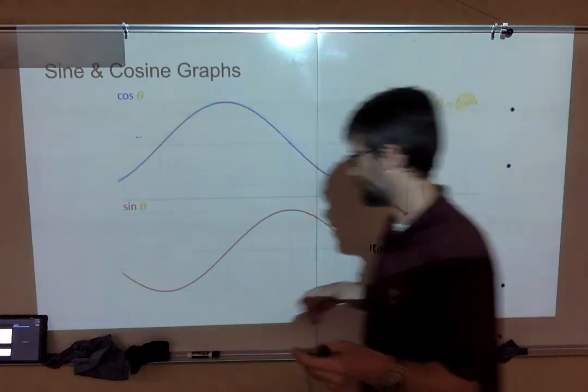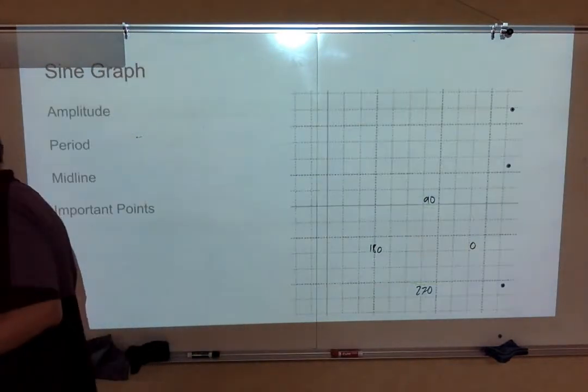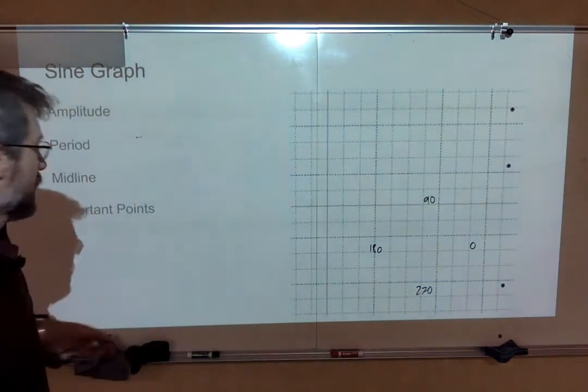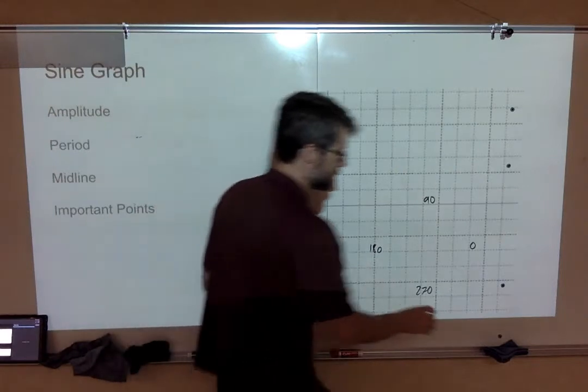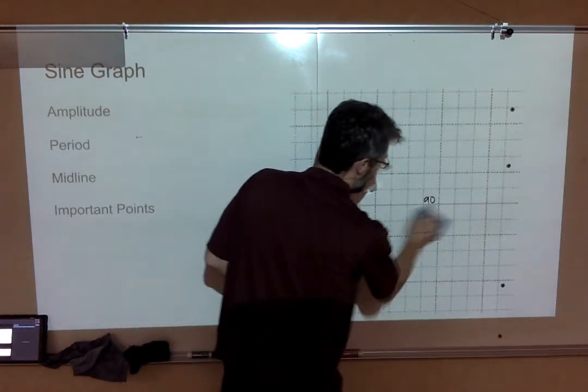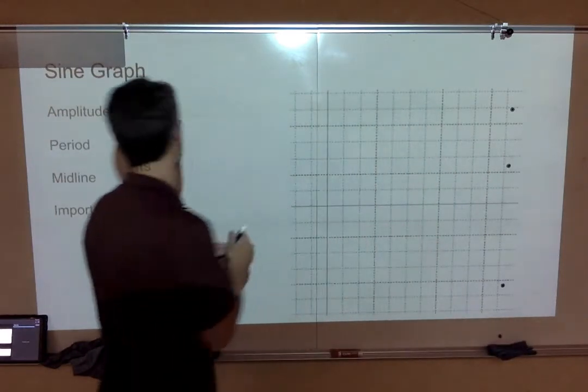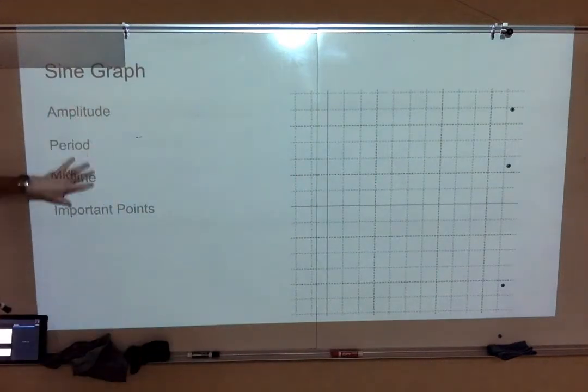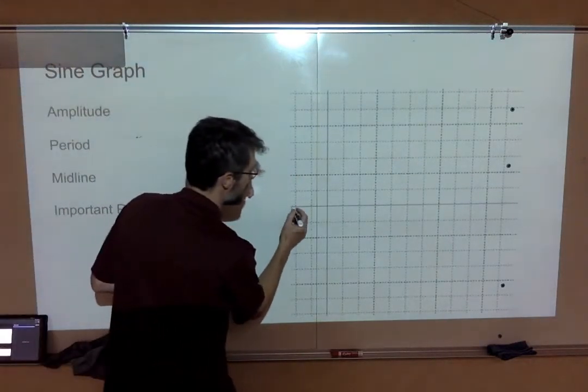Okay, so what are you actually going to have to be able to do with one of these? Let's take a look at two examples. So our sine graph. We're going to start out with the important points, and then we'll fill in the rest of this. Let's get a couple of axes on here.